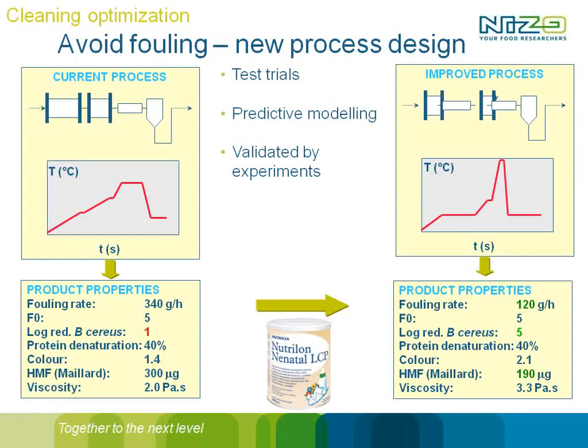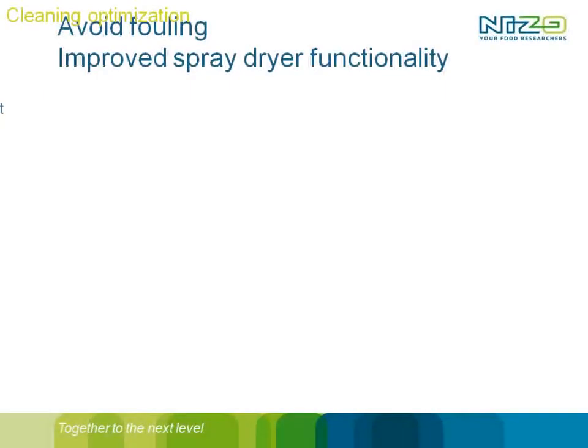So a better heating process, and it's shown within the term HMF. It's Maillard products. They were formed quite heavily, so you got a little bit of an off taste. And with these new process settings, there was a reduction of these Maillard components, so your product properties themselves were also improved. Actually funny, you see that you want to improve your fouling rate, and in addition, you improve more properties, and this is something which you see happening more often. Another example, improved spray dryer functionality.